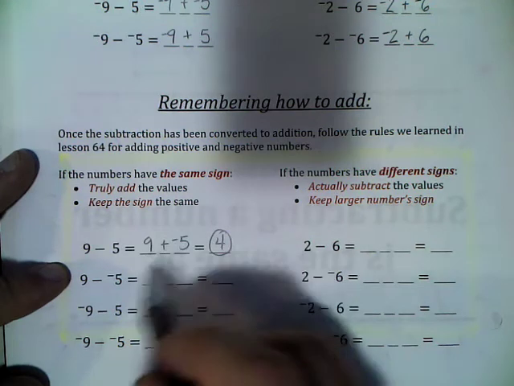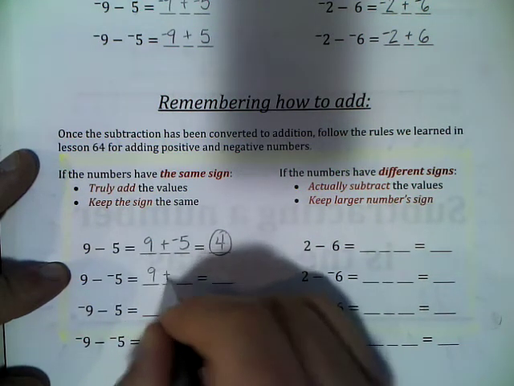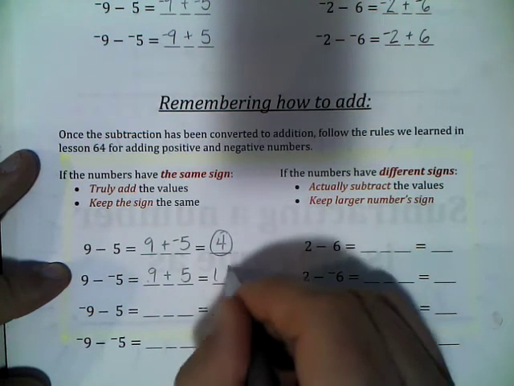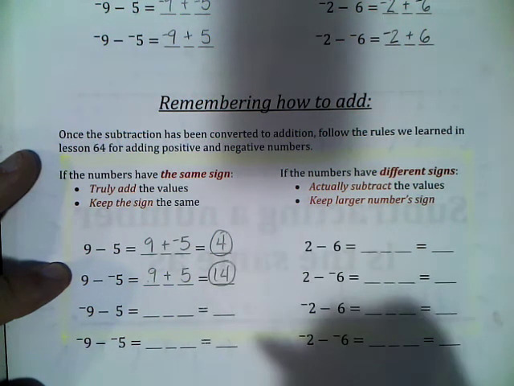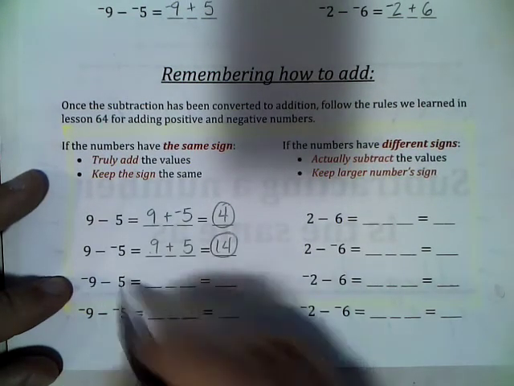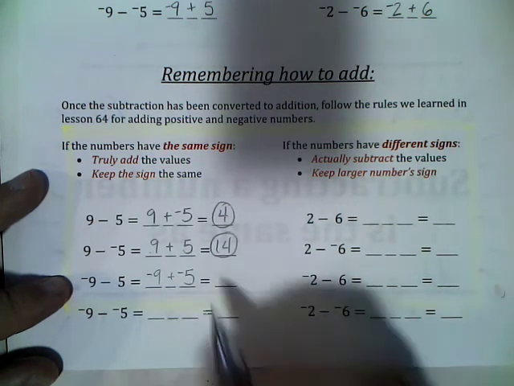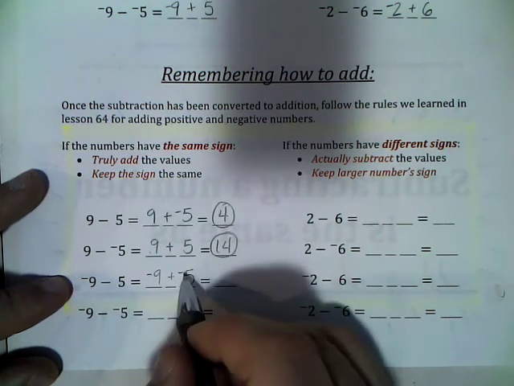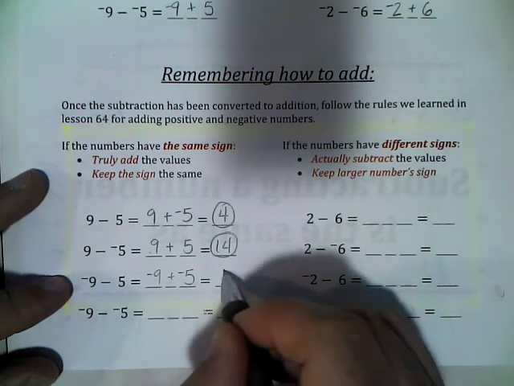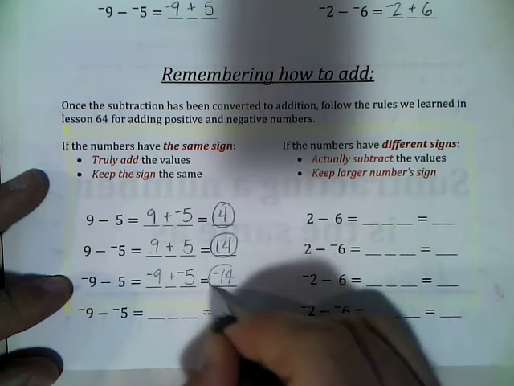Up top there, we'd already figured out that 9 minus negative 5 is really 9 plus 5. Well, we know that. That's easy. 9 plus 5 is 14. We've known that for a while. Down here, a negative 9 minus 5 would be a negative 9 plus a negative 5. So since these have the same signs, they're both going to the left, we're going to add them together, so it'll be a 14, but since they're going to the left, it'll be a negative 14.